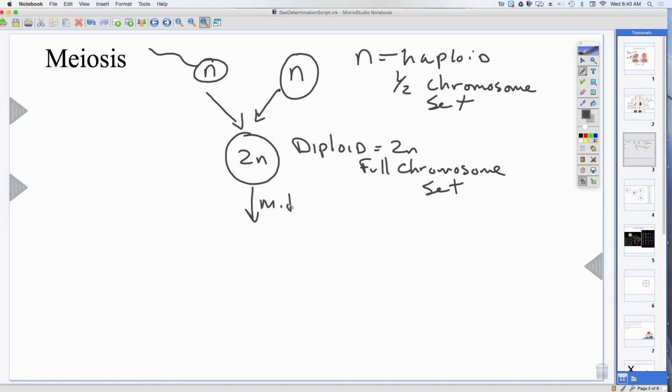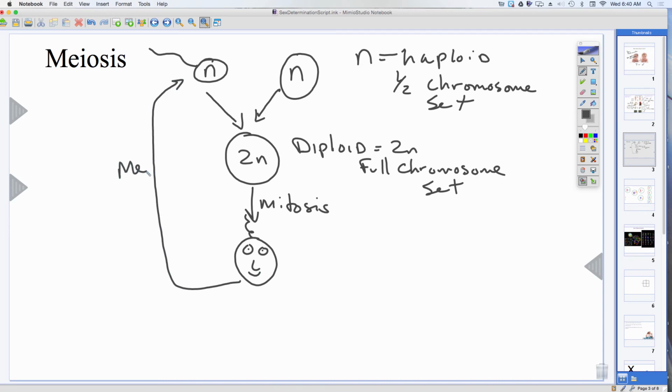And then mitosis will occur to produce the baby. And mitosis will allow that baby to grow up and produce its own gametes. And when it produces its own gametes, it does that by meiosis. And its sex determines the type of gametes that it produces.